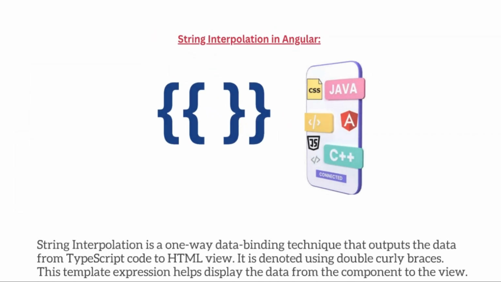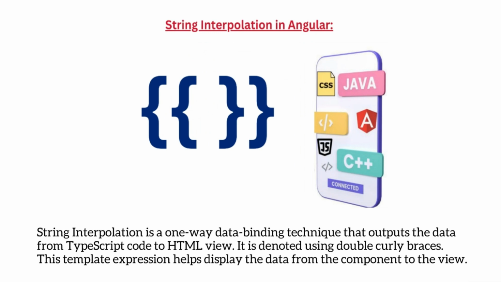String interpolation is a one-way data binding technique that outputs the data from TypeScript code to the HTML view. It is denoted using double curly braces. This template expression helps display the data from the component to the view.